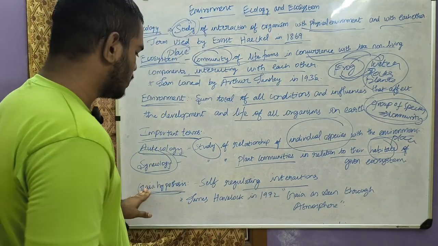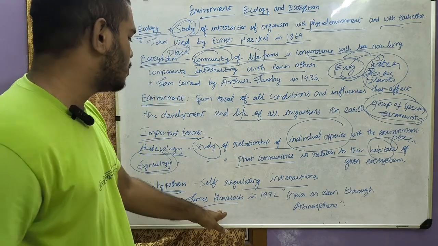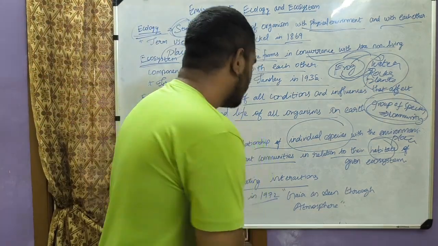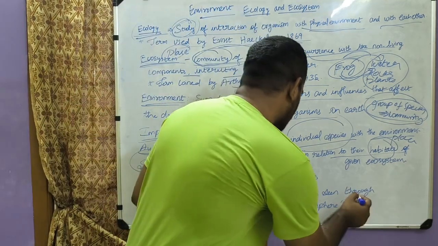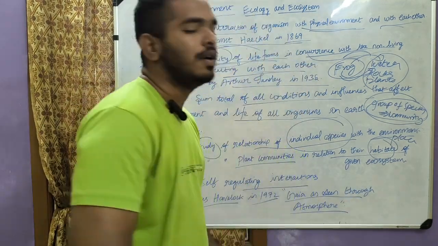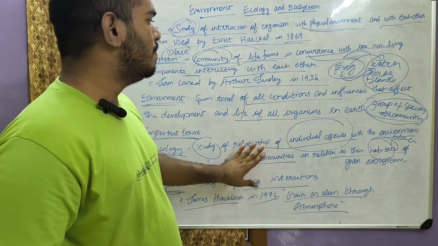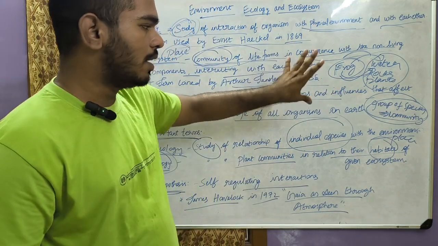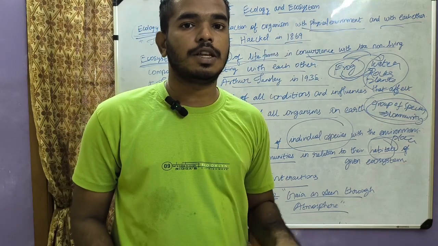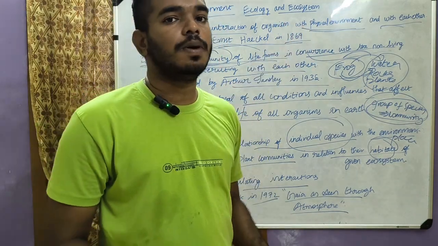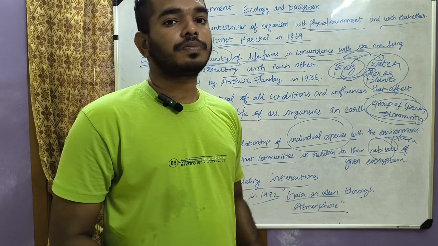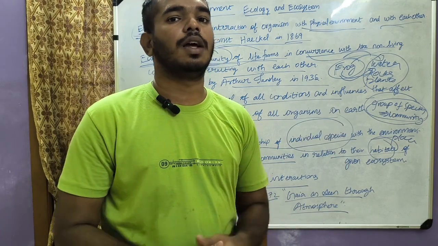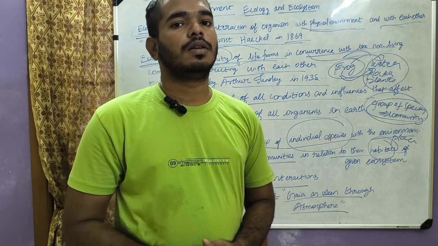This Gaia hypothesis term was first proposed by James Lovelock in 1972, in the book Gaia: A New Look at Life on Earth. So these are the basic terms of the environment. If you are going to study the environment subject, these are the basic topics you need to study before starting the environment subject.